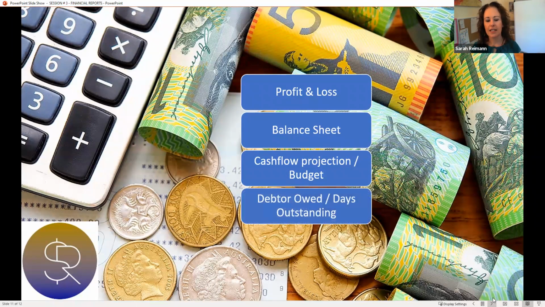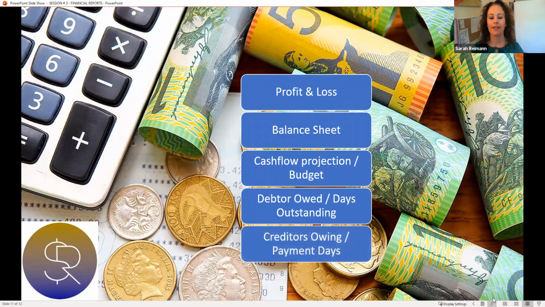The fourth report is the debtors owed and the days outstanding. So it's not just the debtors, the customers that owe you money, but how many days on average have they been outstanding? And we can get other reports out of our accounting software that tell us, say, over a 12-month period, what the average days outstanding is. And this is, again, an important report to be looking at, because if we've got 60 and 90 days, we need to put some plans in place to get that down.